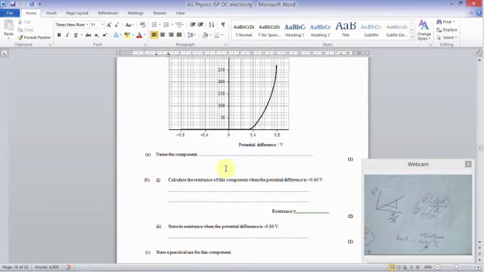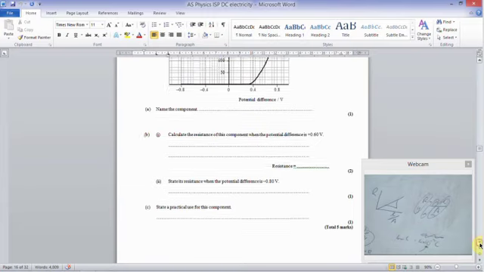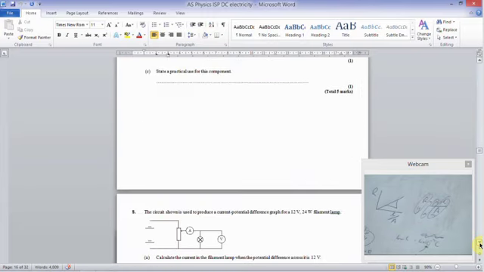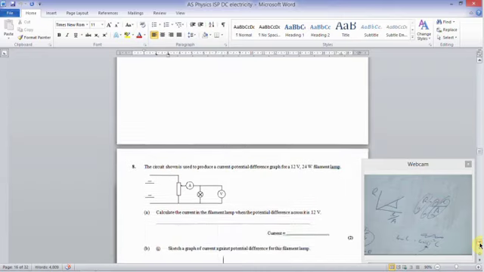State what the resistance is at minus 0.8. Okay, so remember it's infinite or very high. And a practical use for this component, we know this question gets asked very, very often. Converting AC into DC, used to emit light in an LED, any of those are correct.